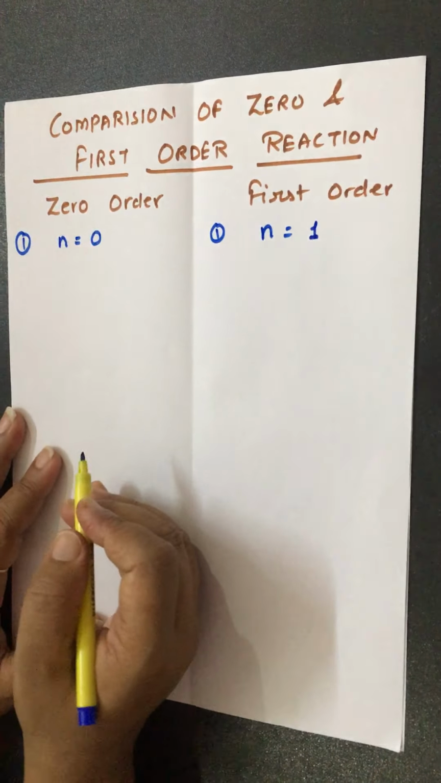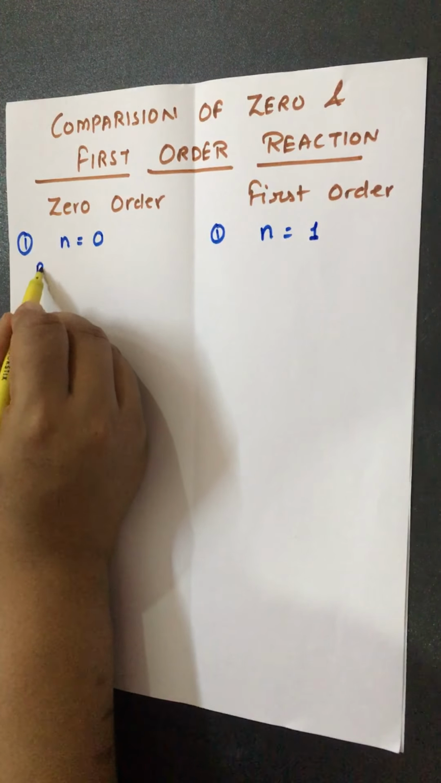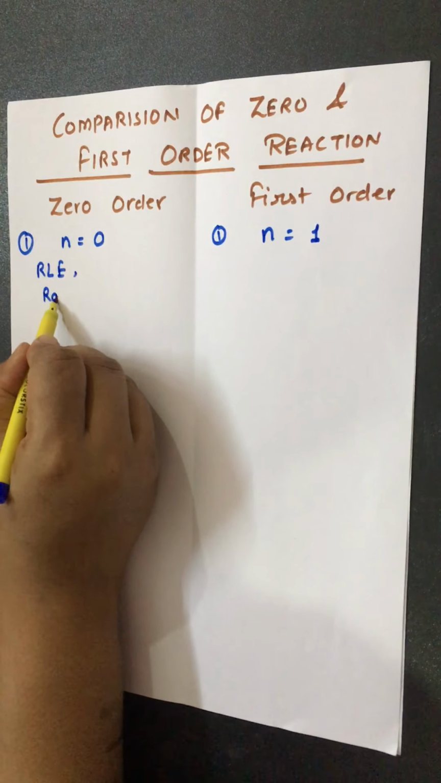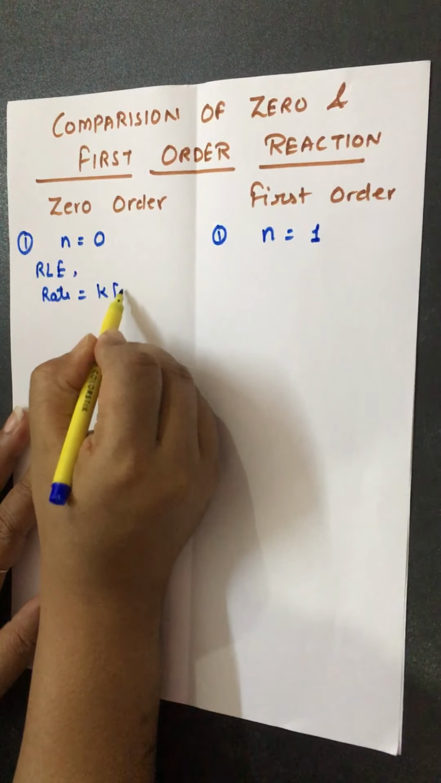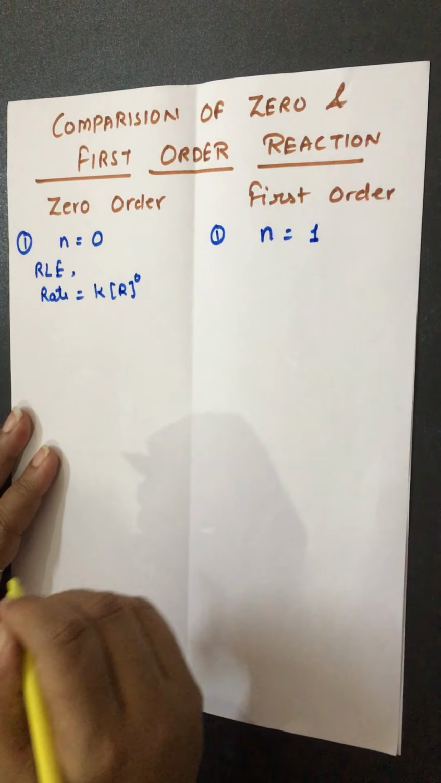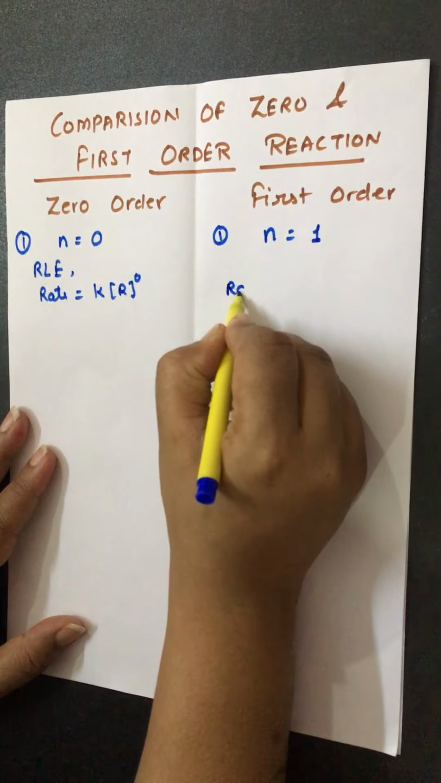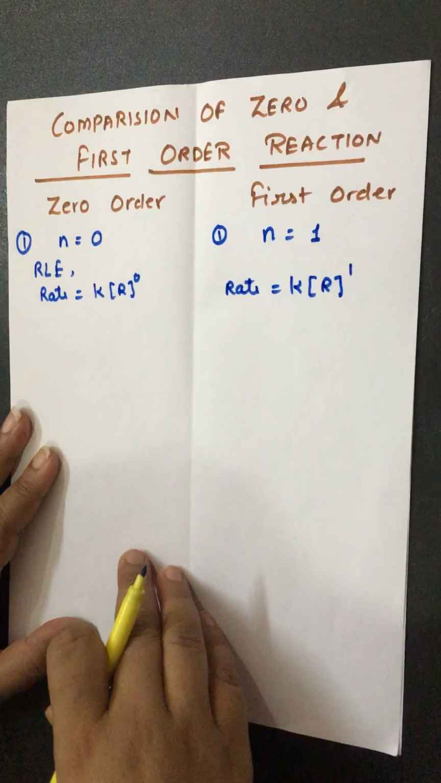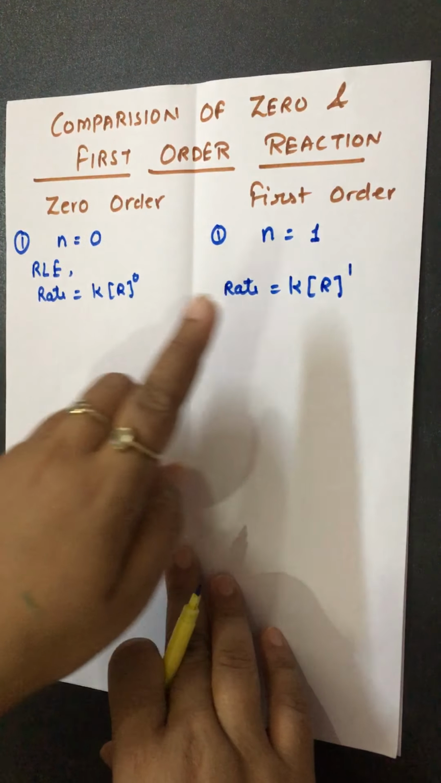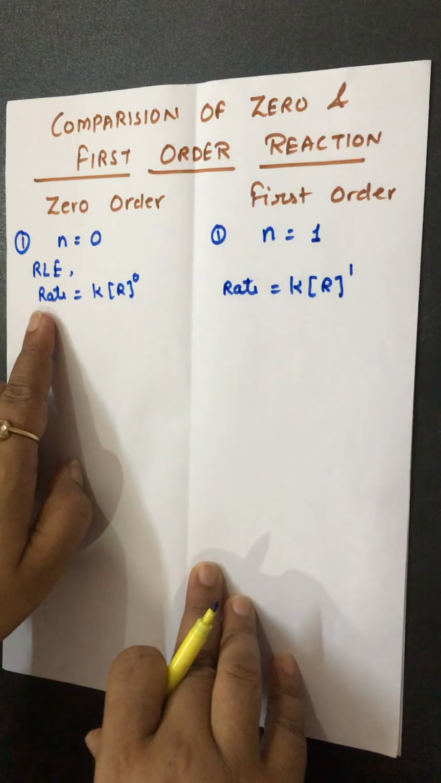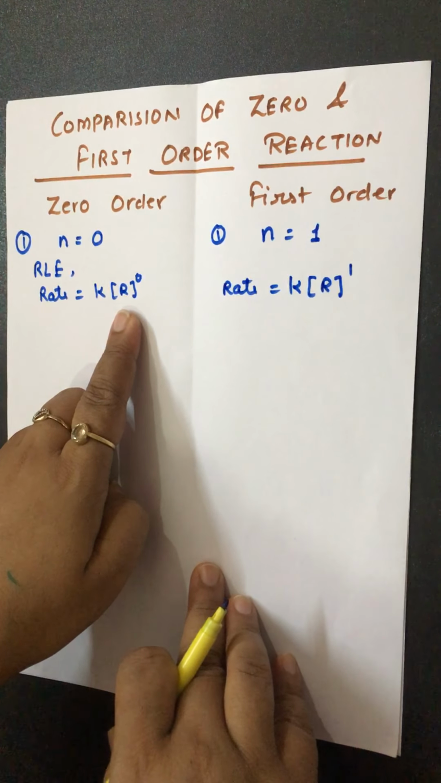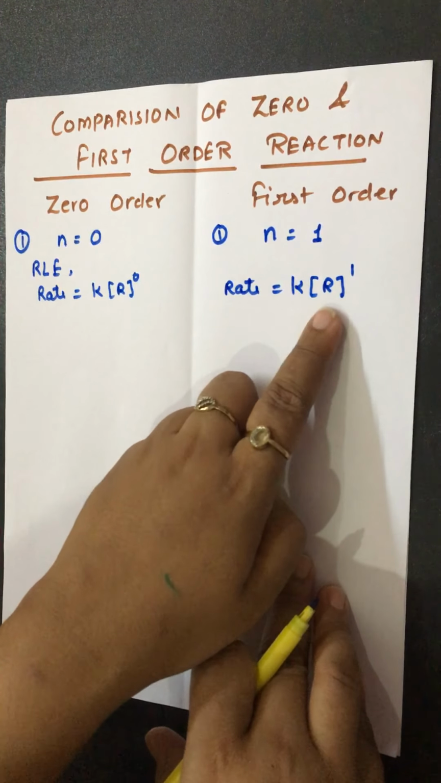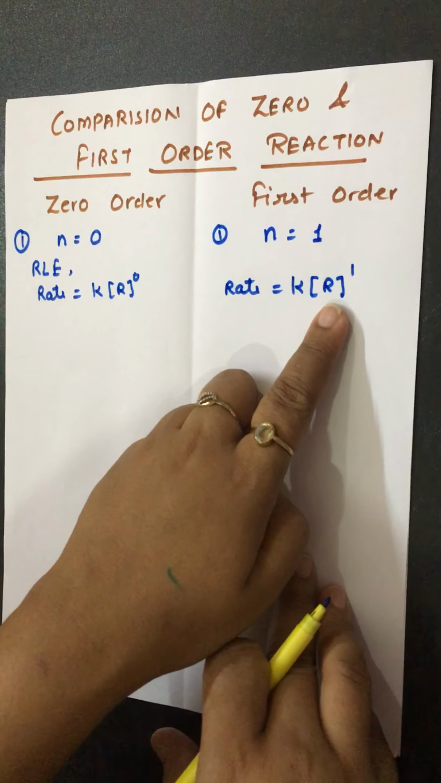Very good. If I want to write the RLE, rate law expression, for zero order, you try by yourself. Rate equals K concentration to the power 0. For the first order, rate equals K concentration to the power 1. Right? It is the RLE for zero order and it is the RLE for first order. For zero order, rate does not depend upon the concentration of reactant, while the first order rate depends upon the first power of the reactant concentration.